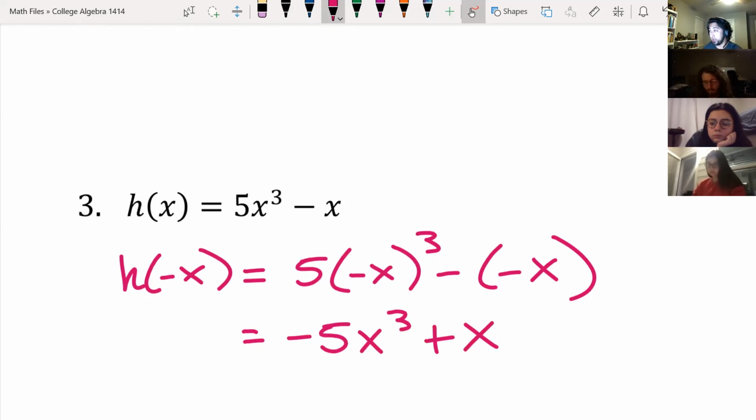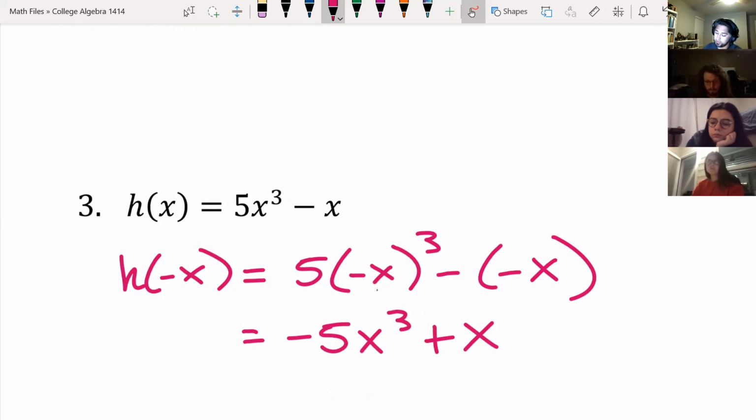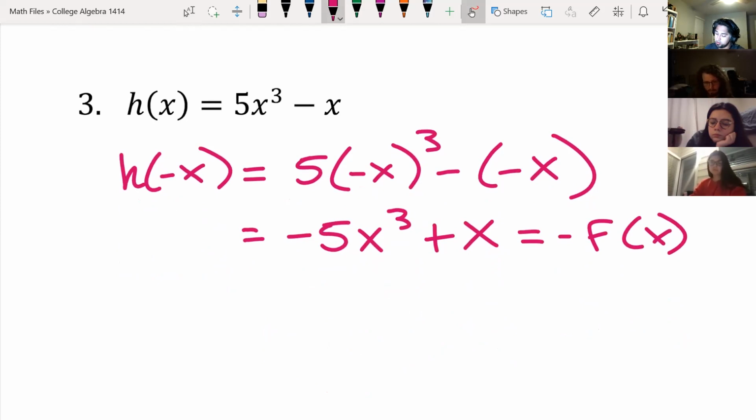Now, in order to be odd, all the signs must change. Did all the signs change on this function? Here you had positive 5, now we have negative 5. Here you have negative x, now we have positive x. So again, did all the signs change? Yes. Good. So this means that this is equivalent to negative f of x, which means we are odd.